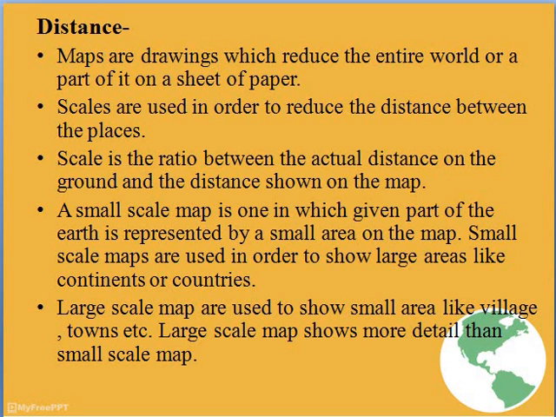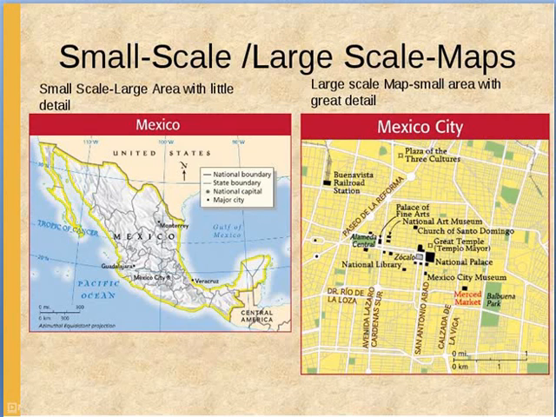The next one is the large scale map. Large scale maps are used to show small areas like villages, towns, sites, etc. So a large scale map shows more detail than a small scale map. In this slide you can see the picture of a small scale map and a large scale map of Mexico. The right side is the large scale map which shows Mexico City, and the left side is the small scale map which shows Mexico.